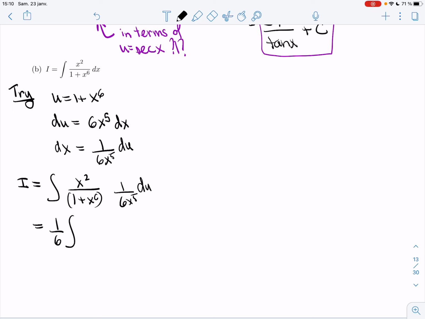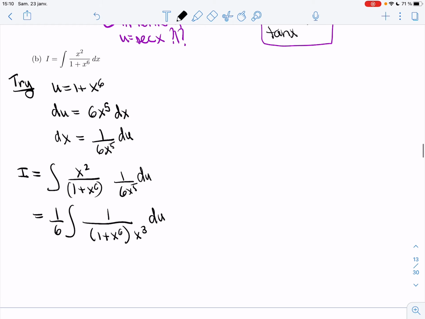That's fine. The x squared was going to cancel with some of these, so I'm going to be left with x cubed. So I have 1 plus x to the 6, x cubed du. All right, so this part is fine. This is u, but that part.